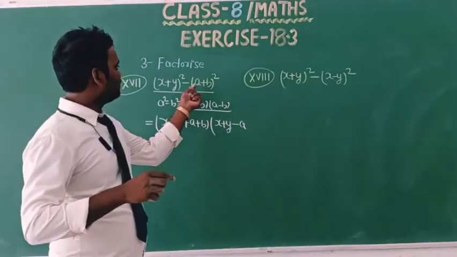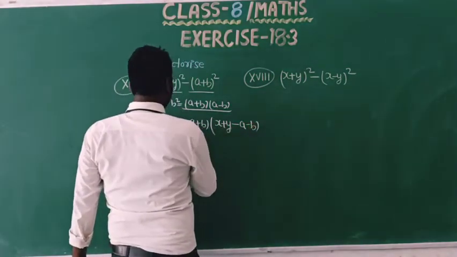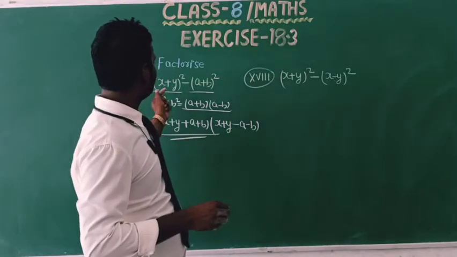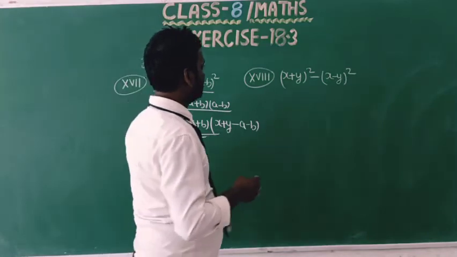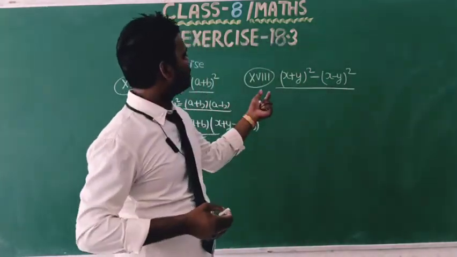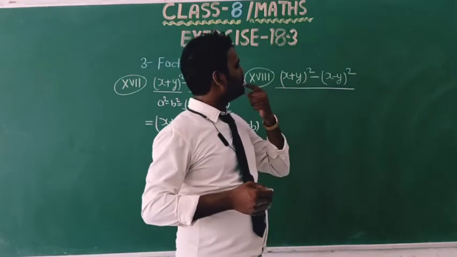Okay, and after multiplication, plus becomes minus b. So these are the factors of (x + y) whole square minus (a + b) whole square. Okay, now move to the 18 part. This is (x + y) square minus (x - y) whole square.